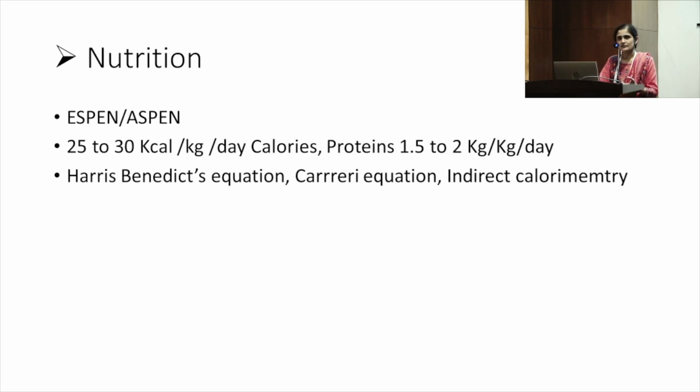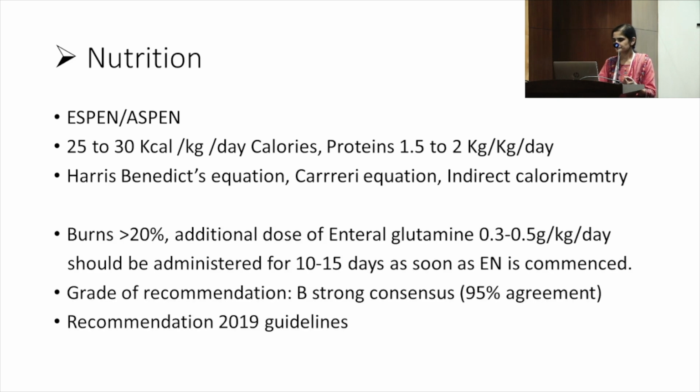Circulation, I have already discussed with fluids, so this is nothing but part of circulation. Coming to nutrition, there are various guidelines which tell you that you can use 25 to 30 kilocalories per kg per day, and protein 1.5 to 2 grams per kg per day. There are various equations: Harris-Benedict, the Curreri equation, or indirect calorimetry. The easiest to use is the Harris-Benedict equation, and based on that you have to add a stress factor because there is an additional component in patients with burns.